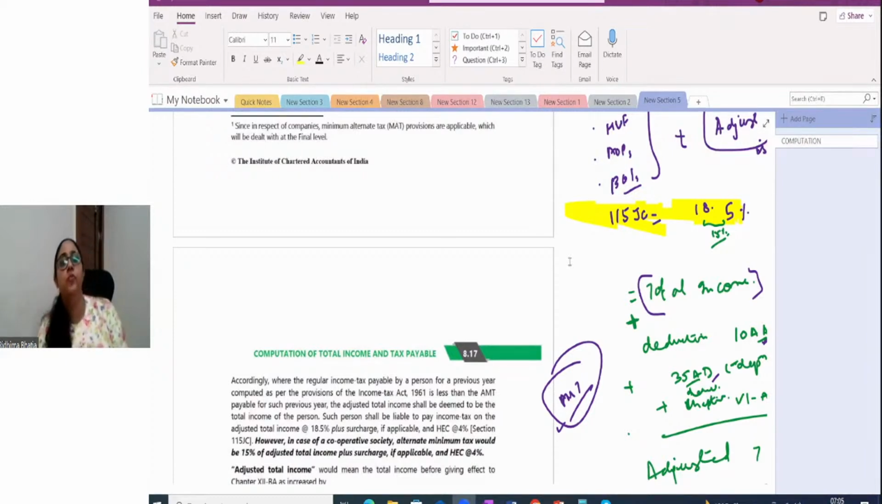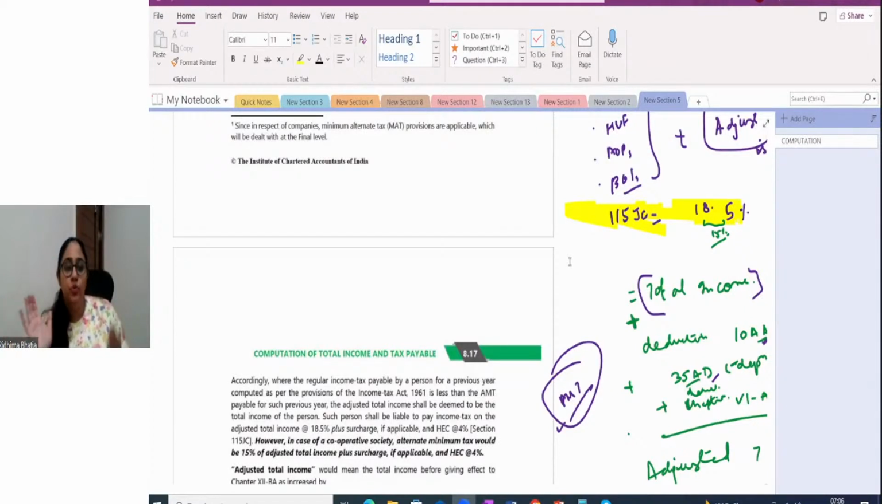After total income, you have to compute your tax liability. Tax liability is generally for individuals, HUF or AOP and BOI as per the slab rates. But be careful of certain incomes which are taxed at special rates. So what will you do? Out of your total income, the income taxed at special rates, you will tax at those particular rates, and the income not taxed at special rates would be taxed at the slab rate.